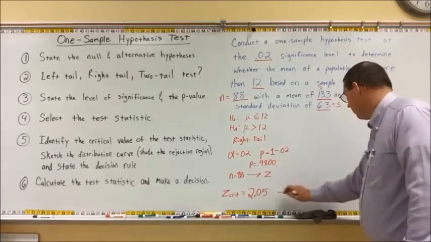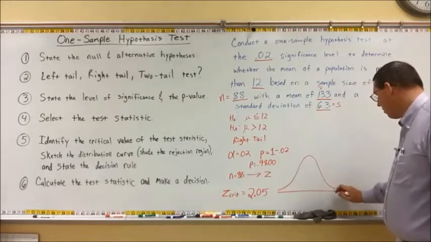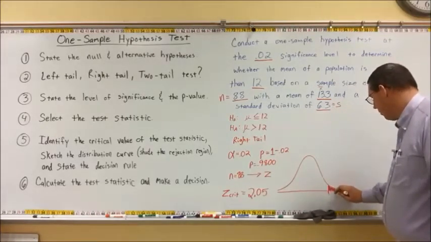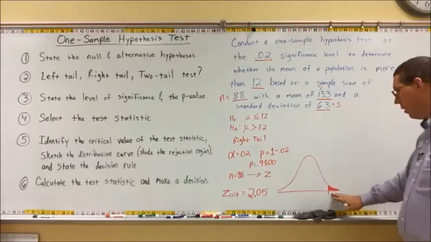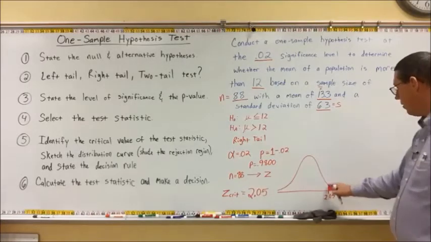I'll do that right here. There's a bell curve. And it's a right tail test, so I'm going to put a line over here, and I'm going to shade in the right side over here. There we go. This is the rejection region over here, and I'm going to put 2.05 at the cutoff of the rejection region.